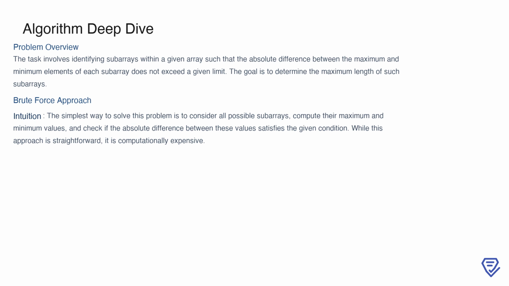To solve this, we could start with a brute force approach. The intuition behind this idea is simple: examine all possible subarrays, calculate the maximum and minimum values for each, and then check if their absolute difference meets the given condition. While this method is straightforward conceptually, it requires significant computation and isn't efficient for larger arrays.